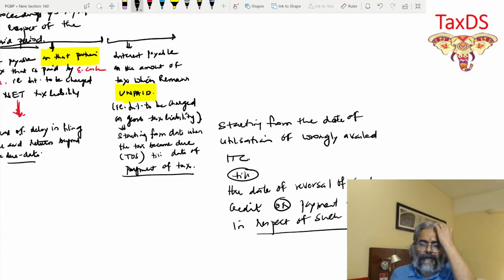Starting from the date of utilization of wrongly availed ITC. So from that date, students, the date when you have utilized your ITC wrongly. Till what date? Till the date of the reversal of such credit. So when you make it good. What do you mean by reversal of credit? The reversal of credit essentially would mean to make it good, isn't it? Because by utilizing a wrong credit, you have done it wrong. So the date when you are reconciling it, that will be the date.